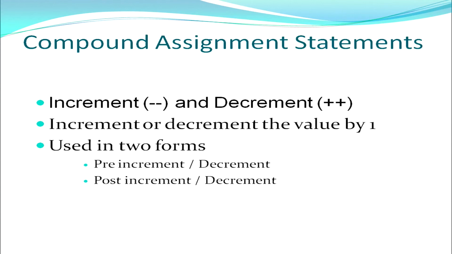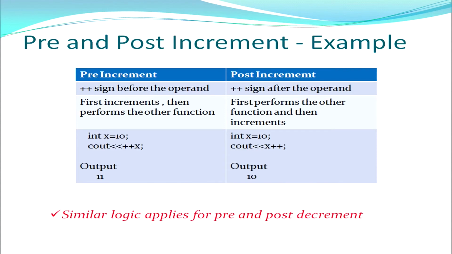Then we have increment and decrement operators, which increment or decrement the value by 1. It means if the value is 10, the increment operator will increase it by 1, and if the value is 10, the decrement operator will decrease it by 1, that means it becomes 9 or 11 as the case may be. Now, these operators are used in two forms, that is pre-increment or pre-decrement and post-increment or post-decrement. We have an example to show the concept here.